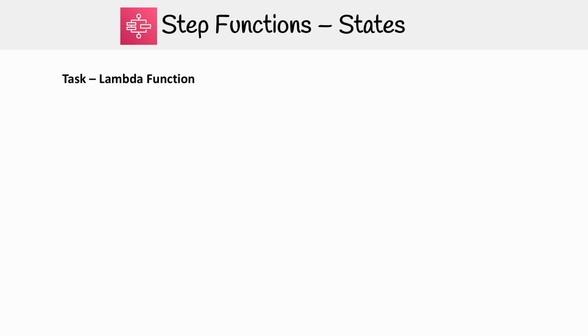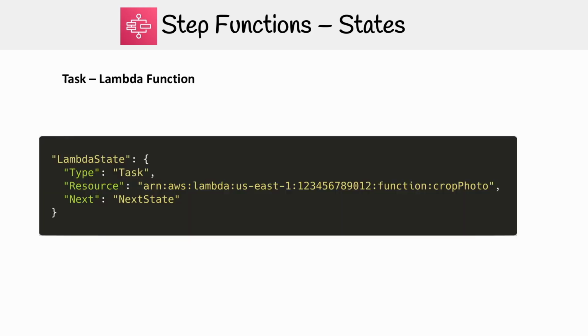So for a Lambda function task, here is an example. And the largest takeaway here is look at the resource. For the resource, we are passing the ARN. And so that's what's going to trigger that Lambda function. And then the result will be whatever's returned from that Lambda.